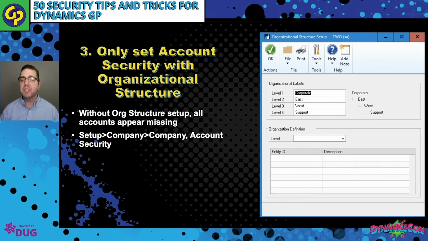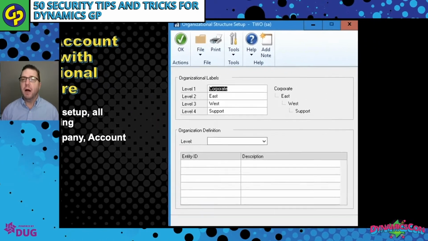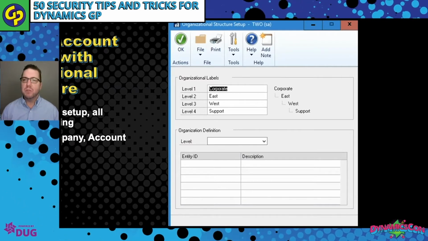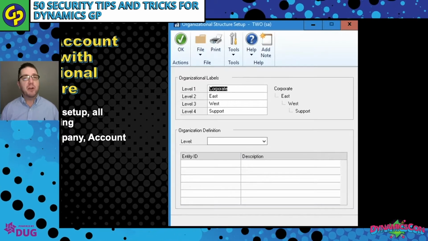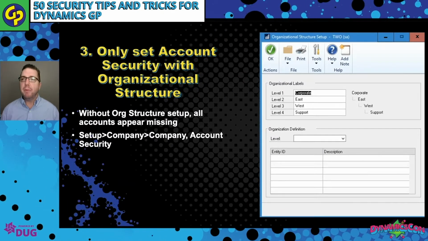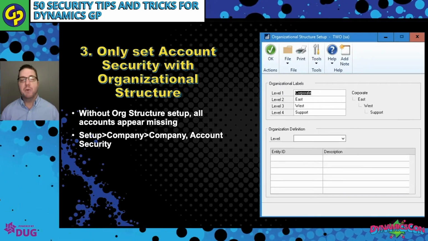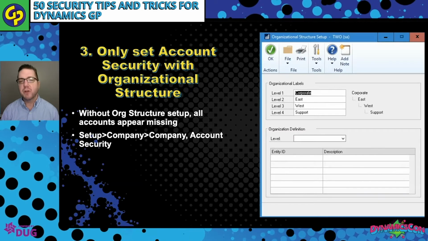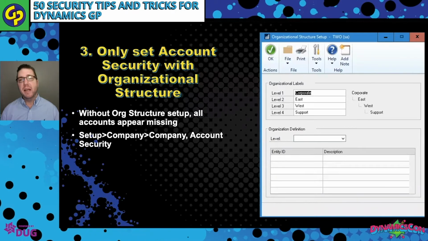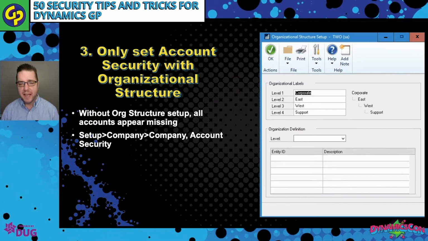All right, up for number 3 here. Only set account security with the organizational structure. So in security setup, in the company window right under security setup is a thing called account security. And a lot of people think, well, if security is good, account security must be better, and they check that box as well. The problem is that restricts the chart of accounts to people with specific access. And if you haven't done the setup in organizational structures, what happens is it appears as though your entire chart of accounts has been deleted, and the only person who can access them is the system administrator, the SA account.